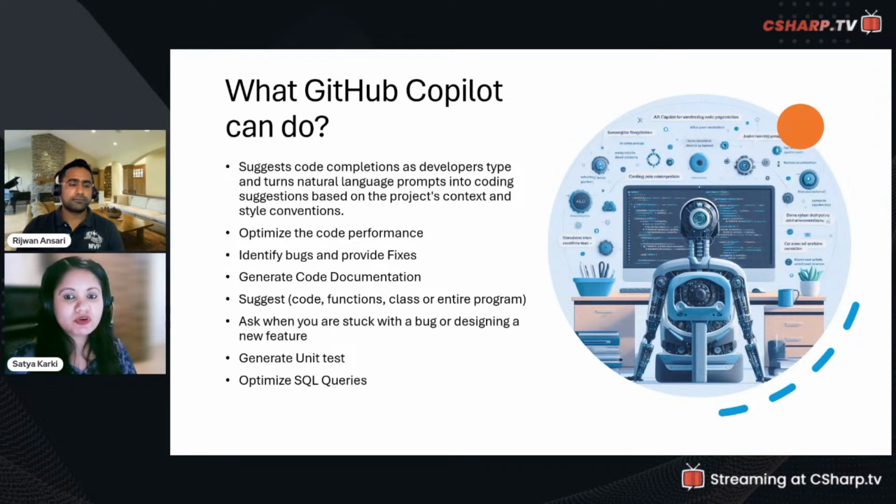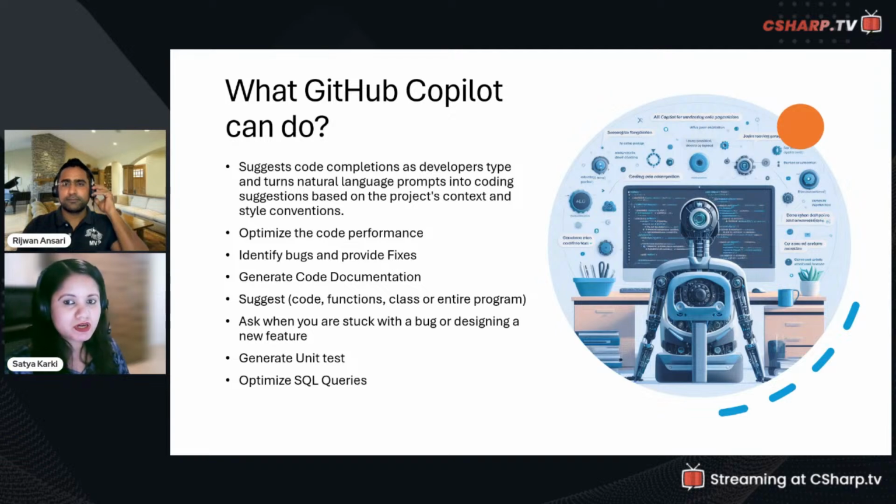It optimizes the code performance. You can use GitHub Copilot to optimize the code performance. You can ask how you can optimize this method or this class to get better performance. Those types of suggestions you can also get and optimize your program. Additionally, you can use GitHub Copilot for finding bugs and also fixing bugs. How you can fix these bugs, those kinds of things you can ask and get help from GitHub Copilot and fix it quickly.